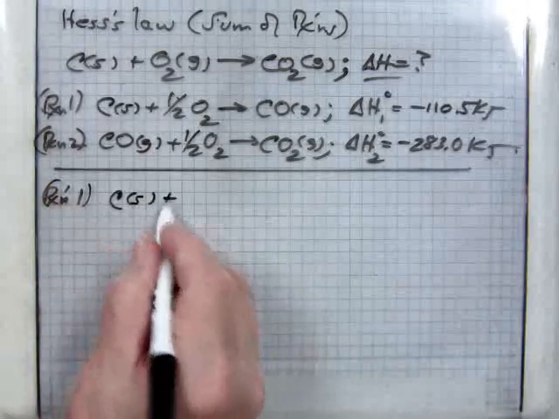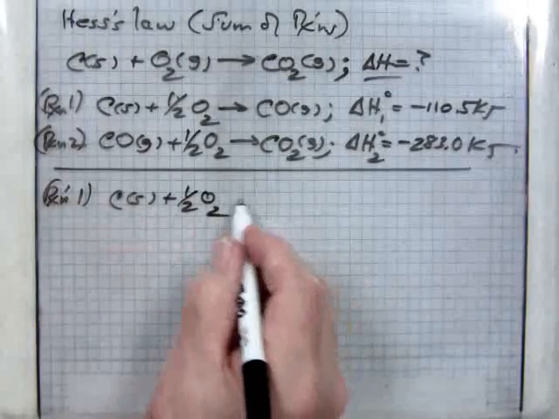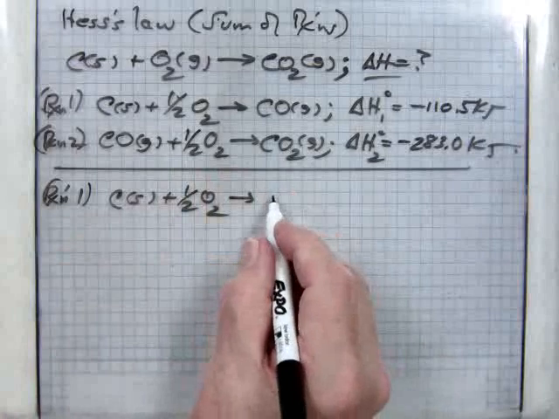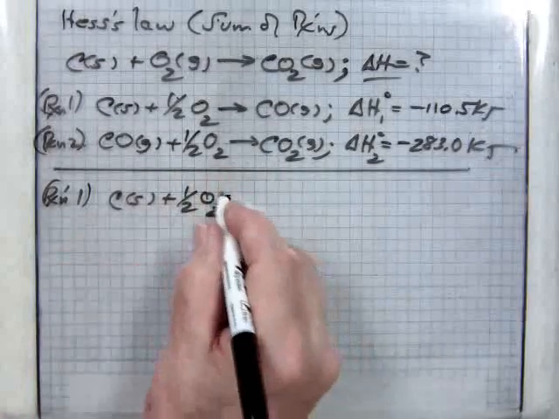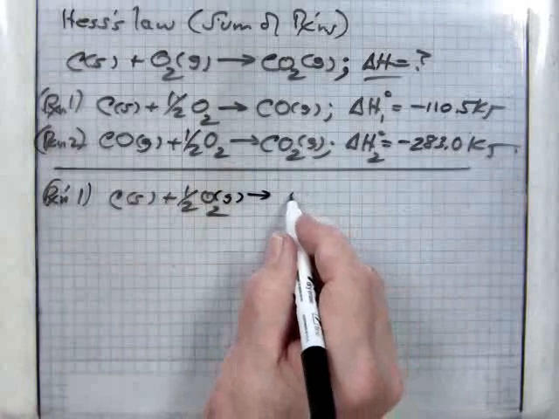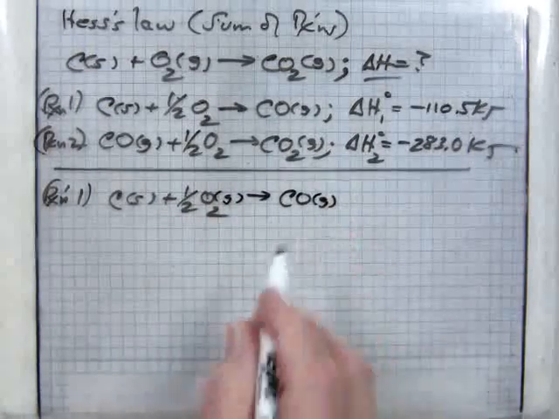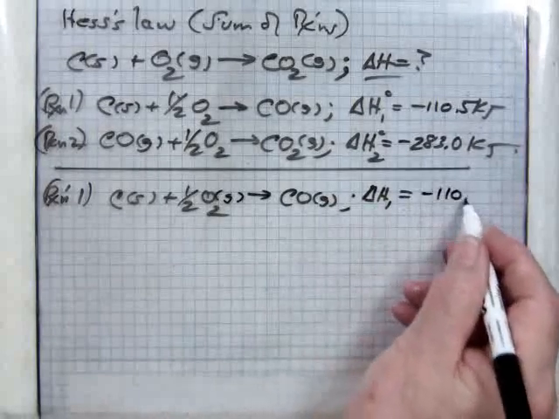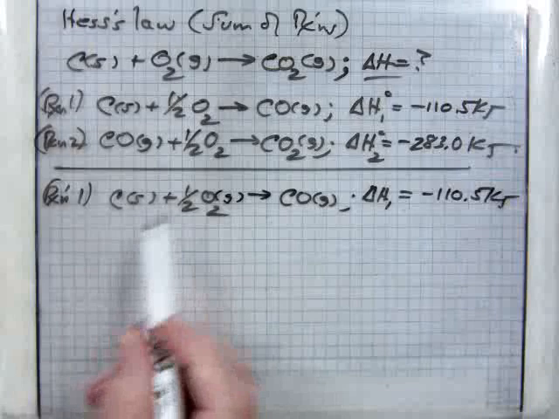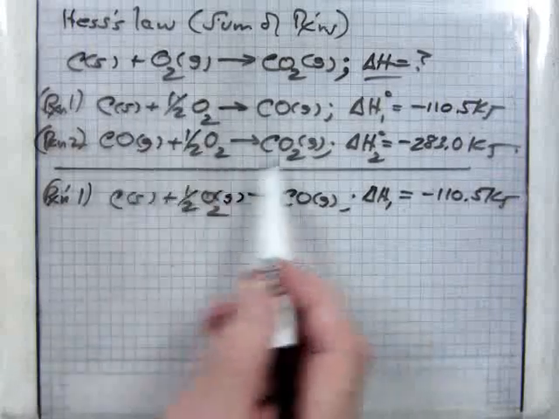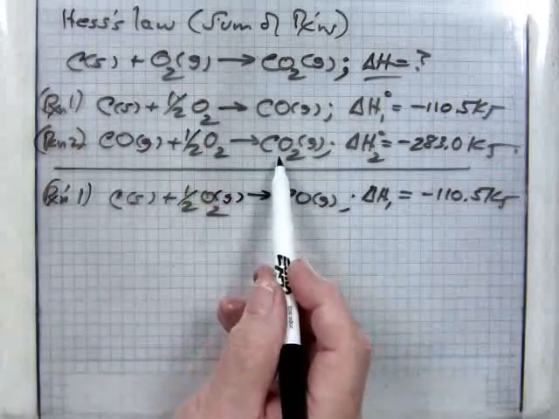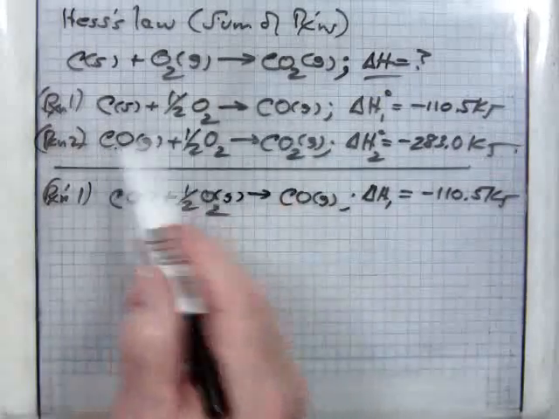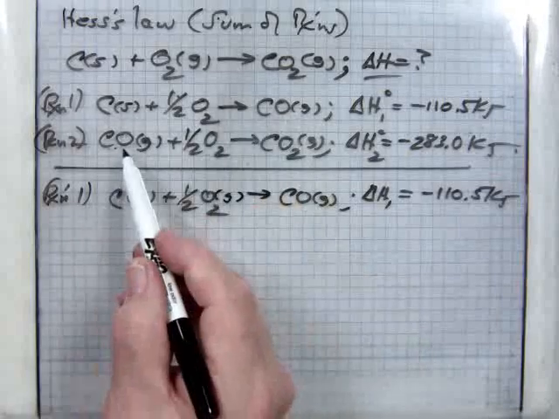Carbon plus half O2 goes to carbon monoxide gas, and you can even leave these states of existence out if you want to. I'll put them in anyway. The delta H1 is still equal to minus 110.5 kilojoules. Now, look at number 2. Well, CO2 is already over here on the right side, and O2 and CO are on the opposite side. See, what you want to do is get rid of CO, and so we would write this one in the same way.